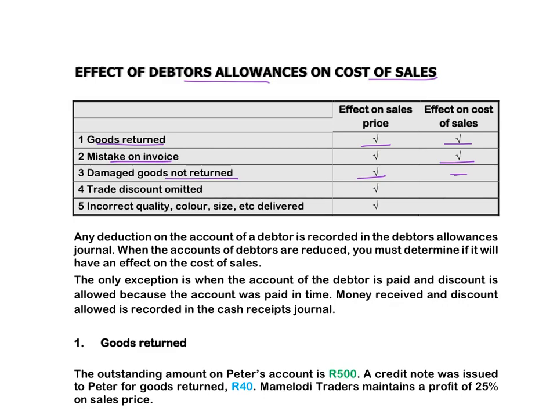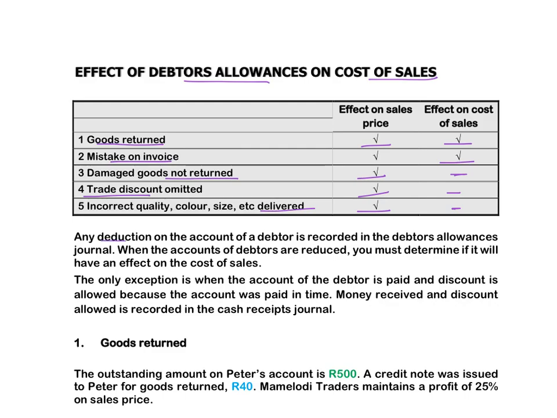When you give discount to a customer, if you allow trade discount to your debtors and you forget to subtract the discount, it means that it will not have an effect on cost of sales because it doesn't reduce your cost price. Incorrect quality, color, size, etc. delivered will have an effect on the sales price, but will have no effect on the cost price. Because you are giving a discount to your customers, it will not reduce your cost price.